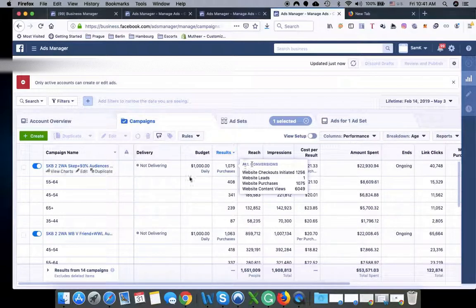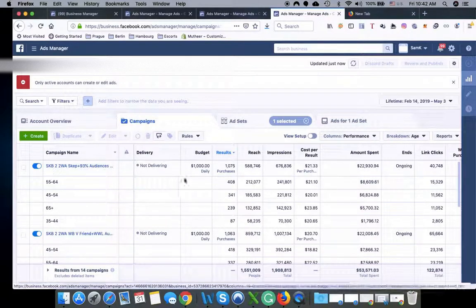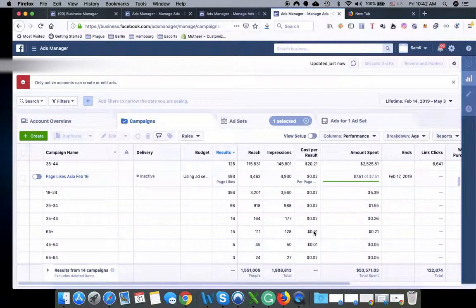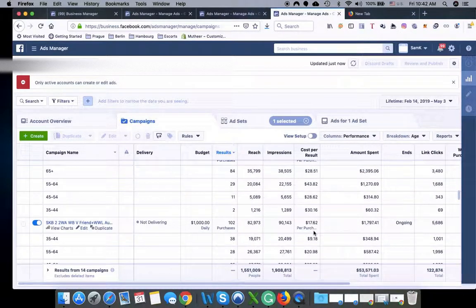changes here, but let's look at the first campaign. The groups generating the highest number of purchases are 55 to 64, then 45 to 54, 65 plus, 35 to 44. They're all really good numbers. 21 bucks per purchase, 20, 23, 20. These are awesome numbers. Let's look at another one. 18, 22, 20, 20. Again, amazing numbers. Let's move on. This one.